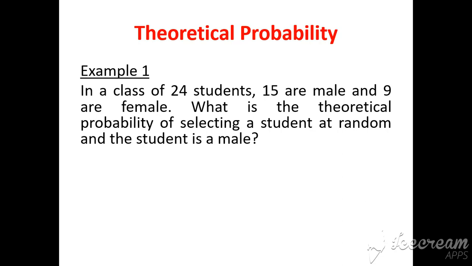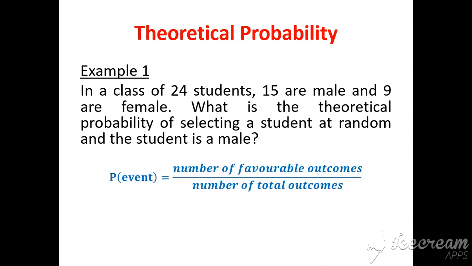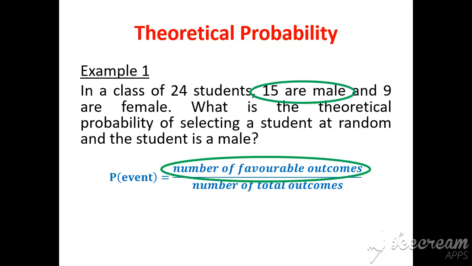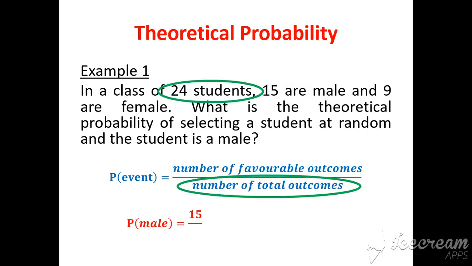Example 1. In a class of 24 students, 15 are male and 9 are female. What is the theoretical probability of selecting a student at random from this class and the student is a male? So let's write down our formula. P for probability of an event occurring is the number of favourable outcomes on the top of the fraction divided by the number of total outcomes. So the event is selecting a male. The number of favourable outcomes, well, there's 15 males that we could pick. And the total number of outcomes is 24.